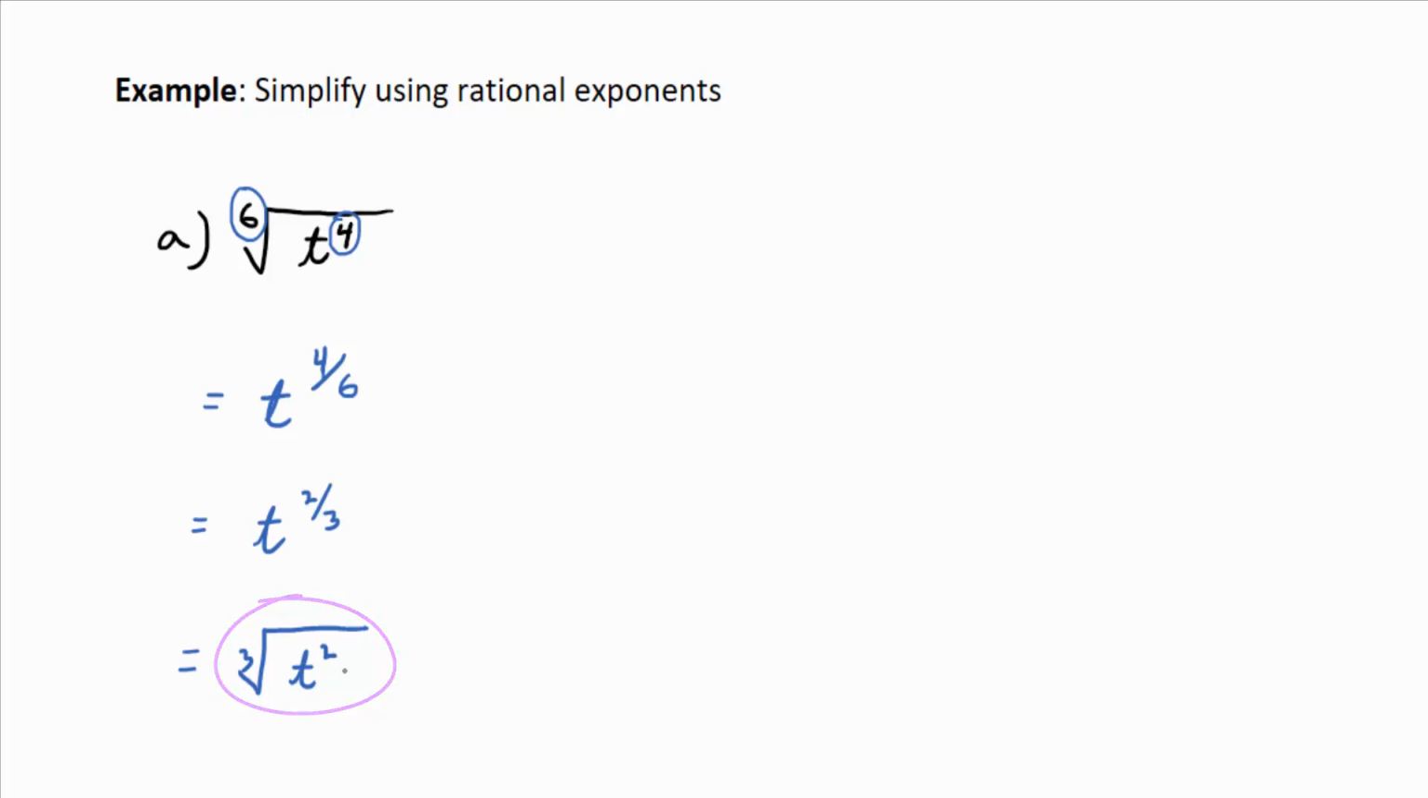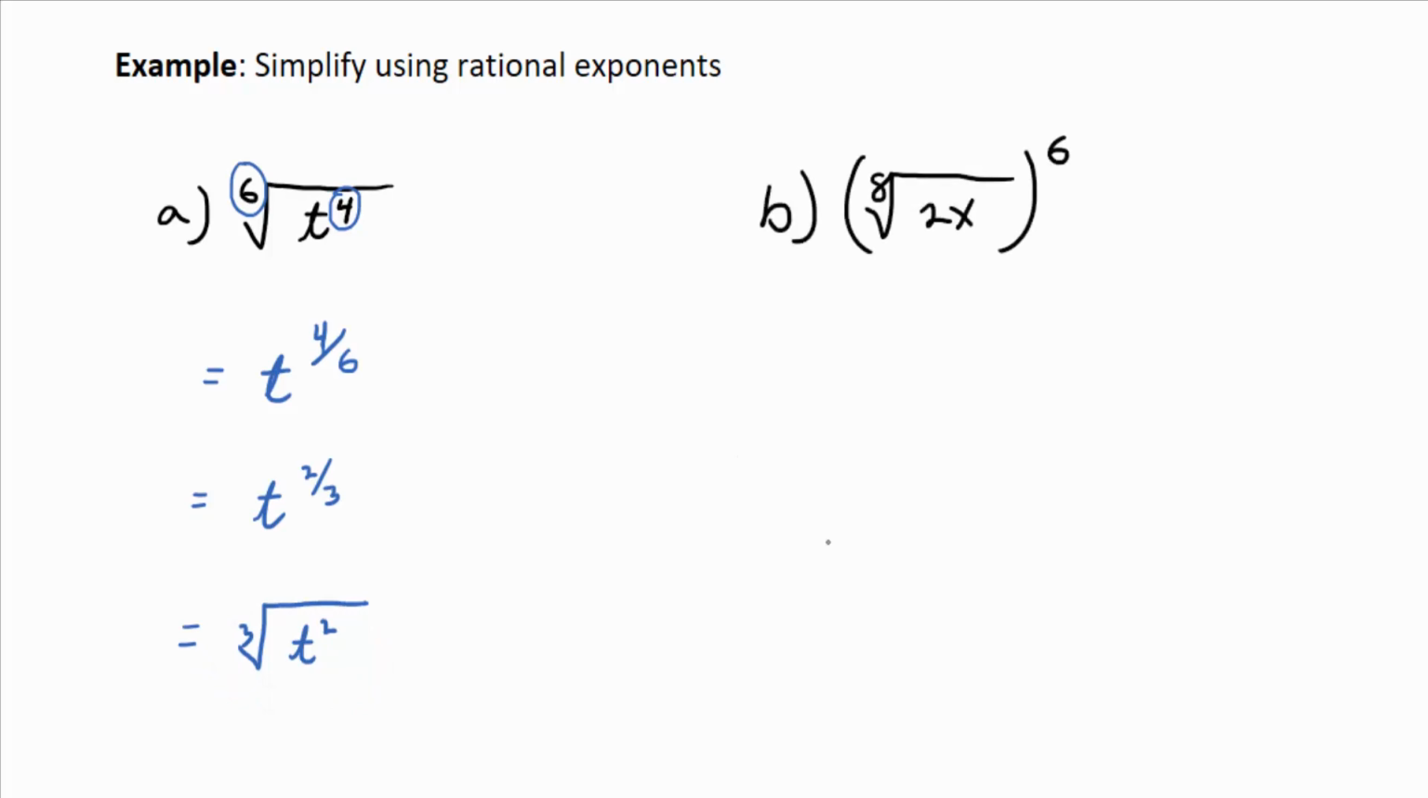Let's try part B. In part B, we have the 8th root of 2x and the whole thing brought to the 6th power. Can you write that using a rational exponent? So 2x, you've got to put it in parentheses because the 8th root is a grouping symbol. Those parentheses are there whether you really see them or not. And then what's the exponent? Doesn't matter if it's on the inside of the root or not. It's still going to be the power. The power is still going to be the numerator, and then the index is going to be the denominator on the rational exponent.